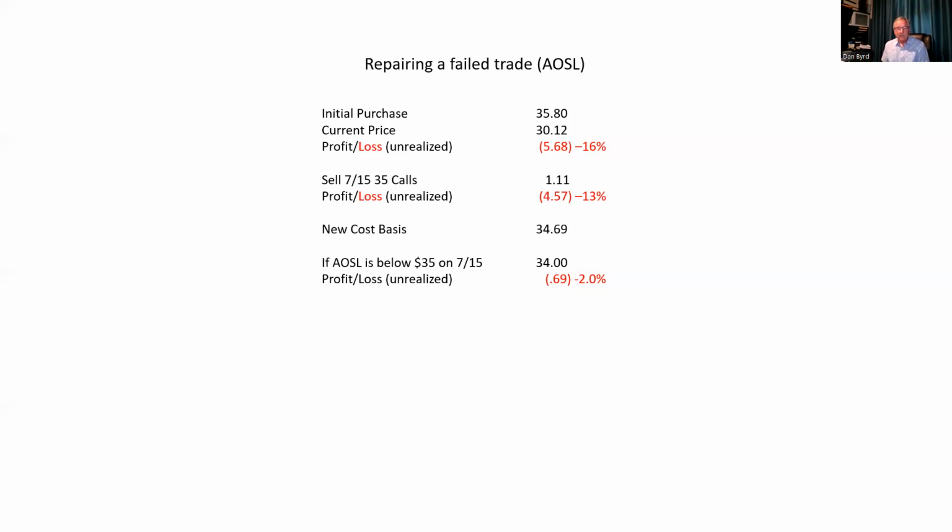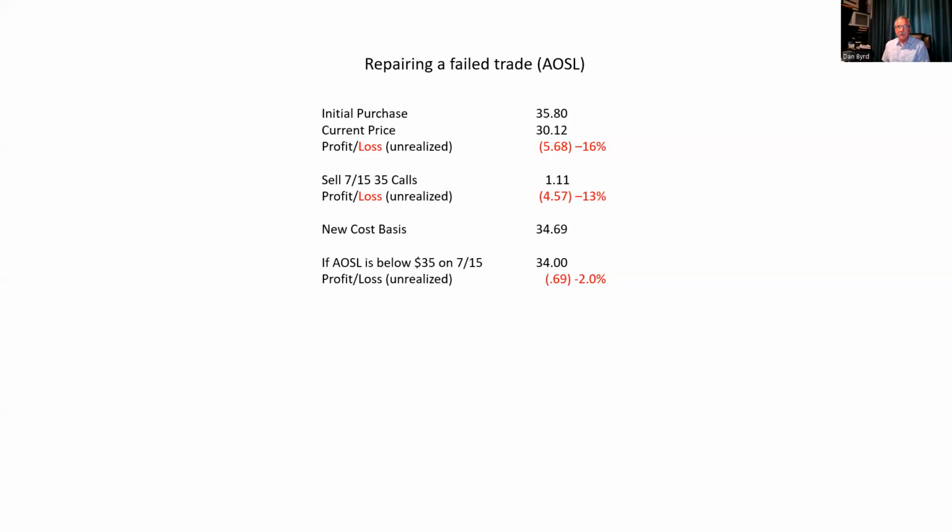For example, if it was at 36, they would buy it at 35. If it was at 35.01, I'd sell it to them for 35. But remember, I made $1.11. So I'm really selling it for 36.11, right? But let's say it doesn't get above 35. Let's say that over the next 2 weeks, it only gets to 34. Well, then it expires worthless, and I keep the $1.11 and I keep the stock.